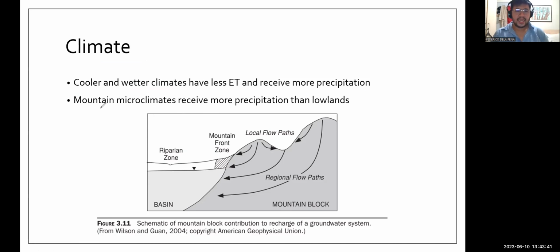Also, other local factors like mountain microclimates generally can receive more precipitation than lowlands. One good example of a mountain microclimate here in the Philippines is the Cordillera region versus the Ilocos region. Basically, if you will draw a topographic profile from Ilocos up to the Cordillera range, this is basically what it looks like, no? Basically, you have a mountain range in the Cordilleras and you have a lowland in the Ilocos area.